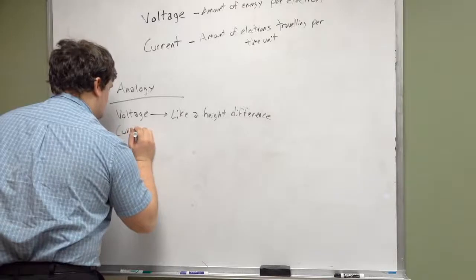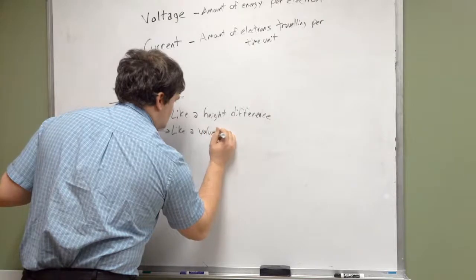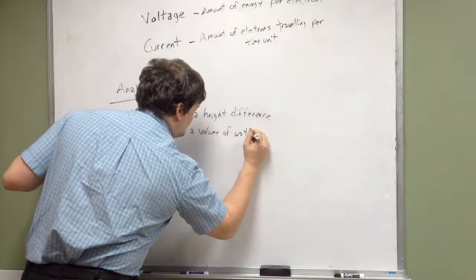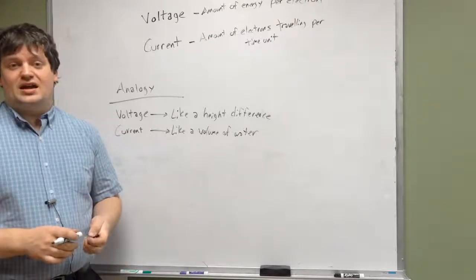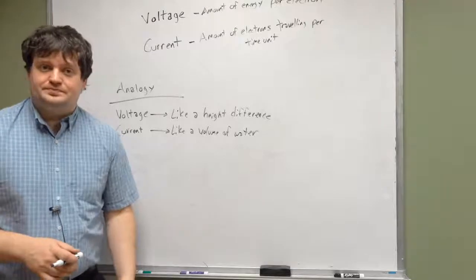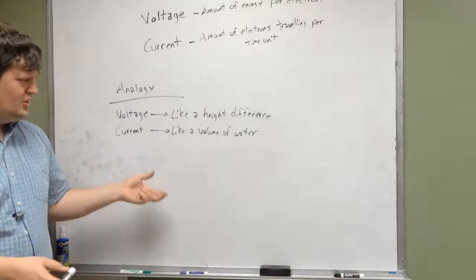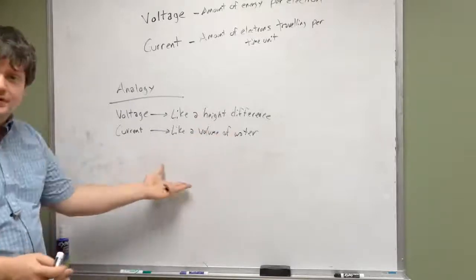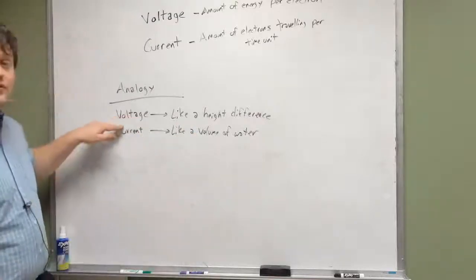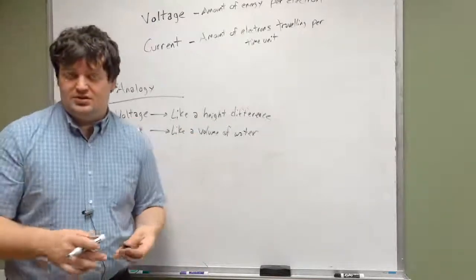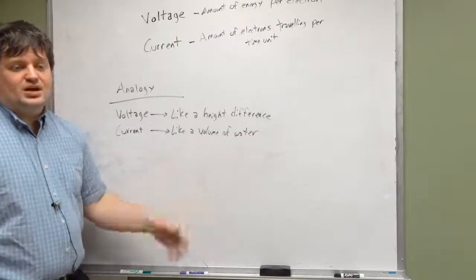Current is like a volume of water. The more water you have dumping down something, quite frankly, the more energy that's going to have, but the more electrons are moving. You have more water, you have more volume of water. You have more electrons moving, you have more current. You have a bigger height difference, you have more energy. You have a bigger voltage difference, you have more energy. Okay, and this is really how I like to explain it.